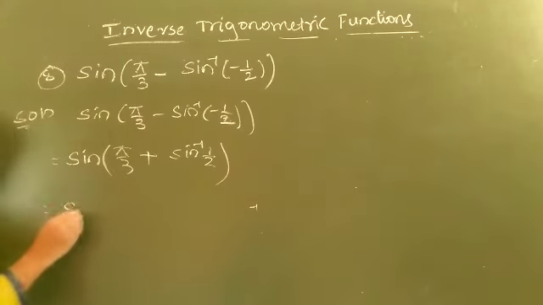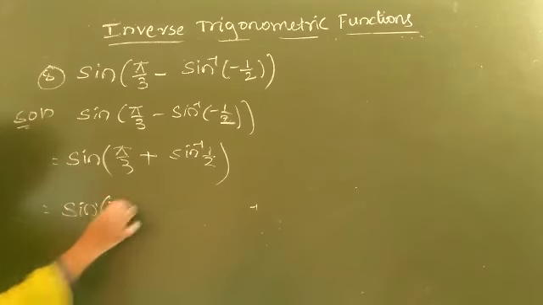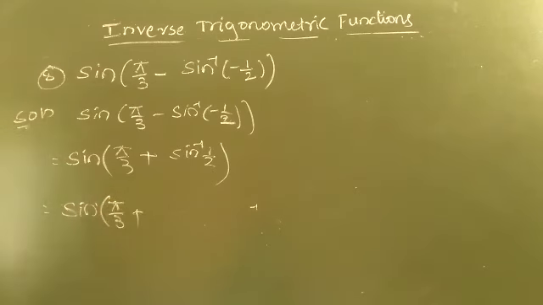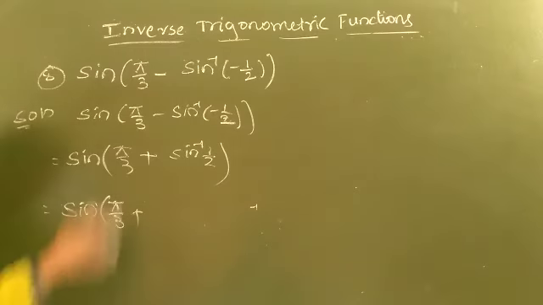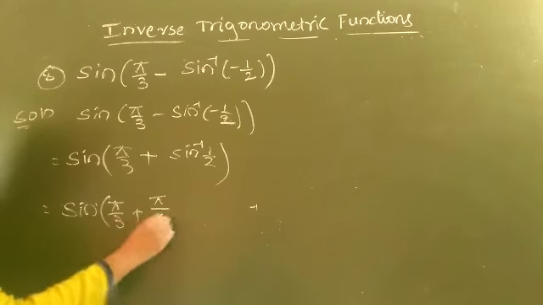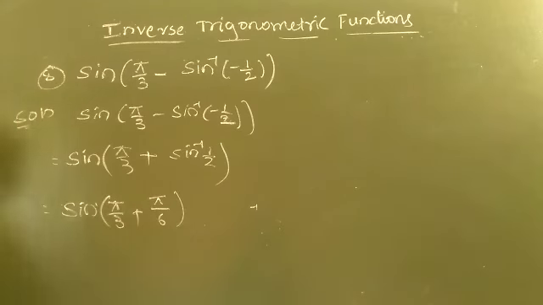Yes. Next, sine of pi by 3 as it is plus sine inverse of 1 by 2, value is pi by 6. Next, sine 30 degree is 1 by 2. Sine inverse 1 by 2 value is pi by 6.